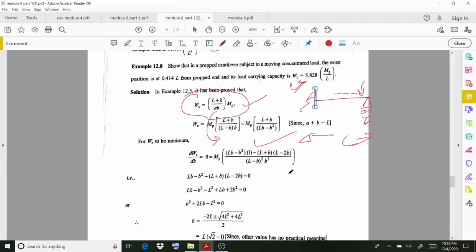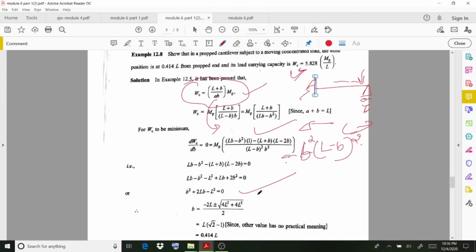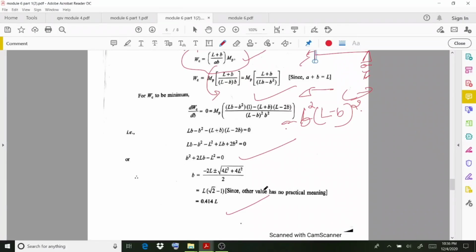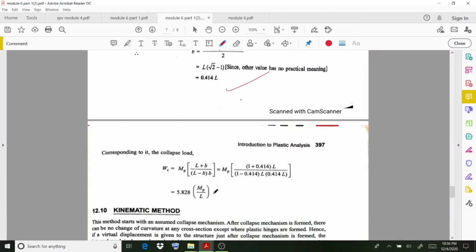If you open up this bracket, that is L, this B to be taken outside, that is B multiplied by L minus B actually. So B square, and here also L minus B all square you will get, and take the derivative in this way. After that again a quadratic equation you will obtain, and then if you rearrange you will get the B value as 0.414 L. If you substitute those values in the first equation, you will get this equation. So this collapse load value is going to be 5.828 MP by L.